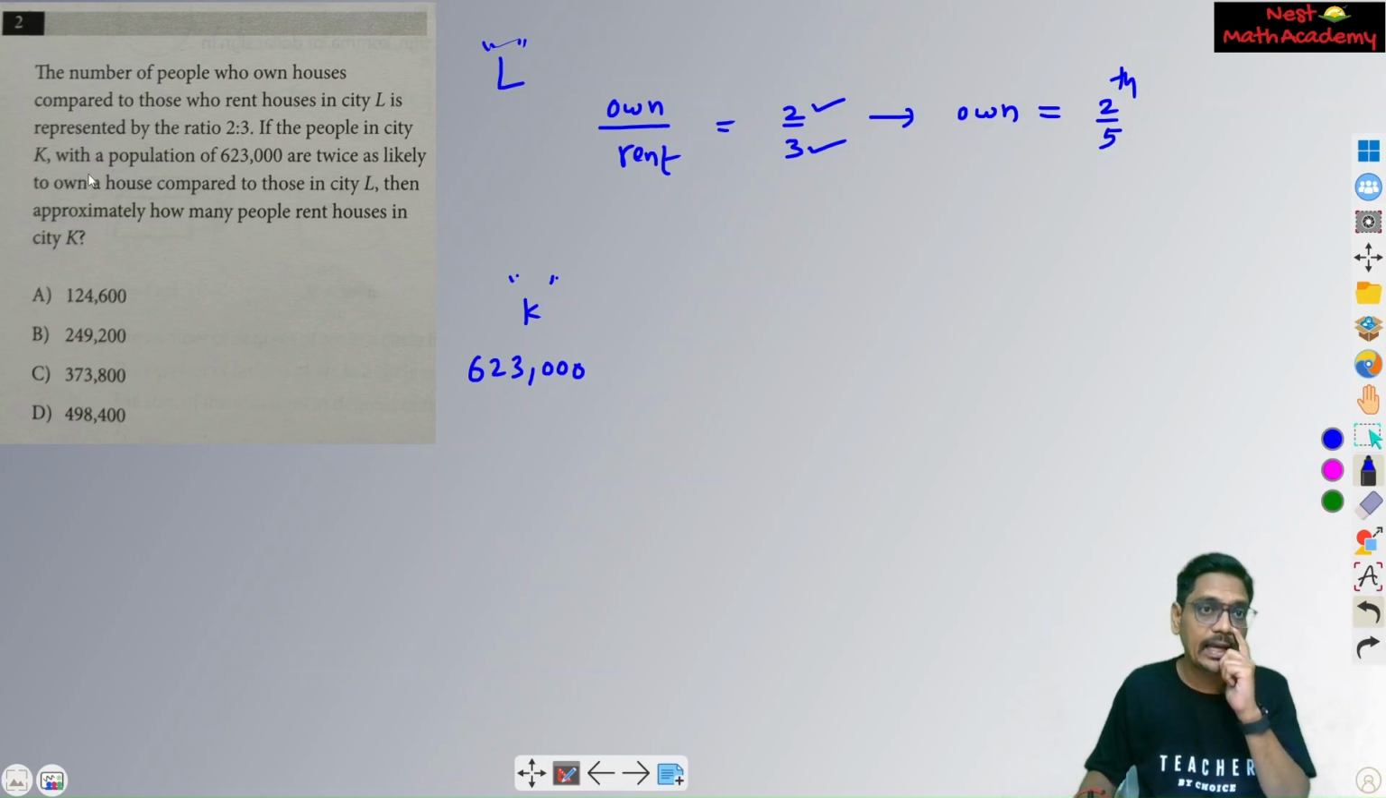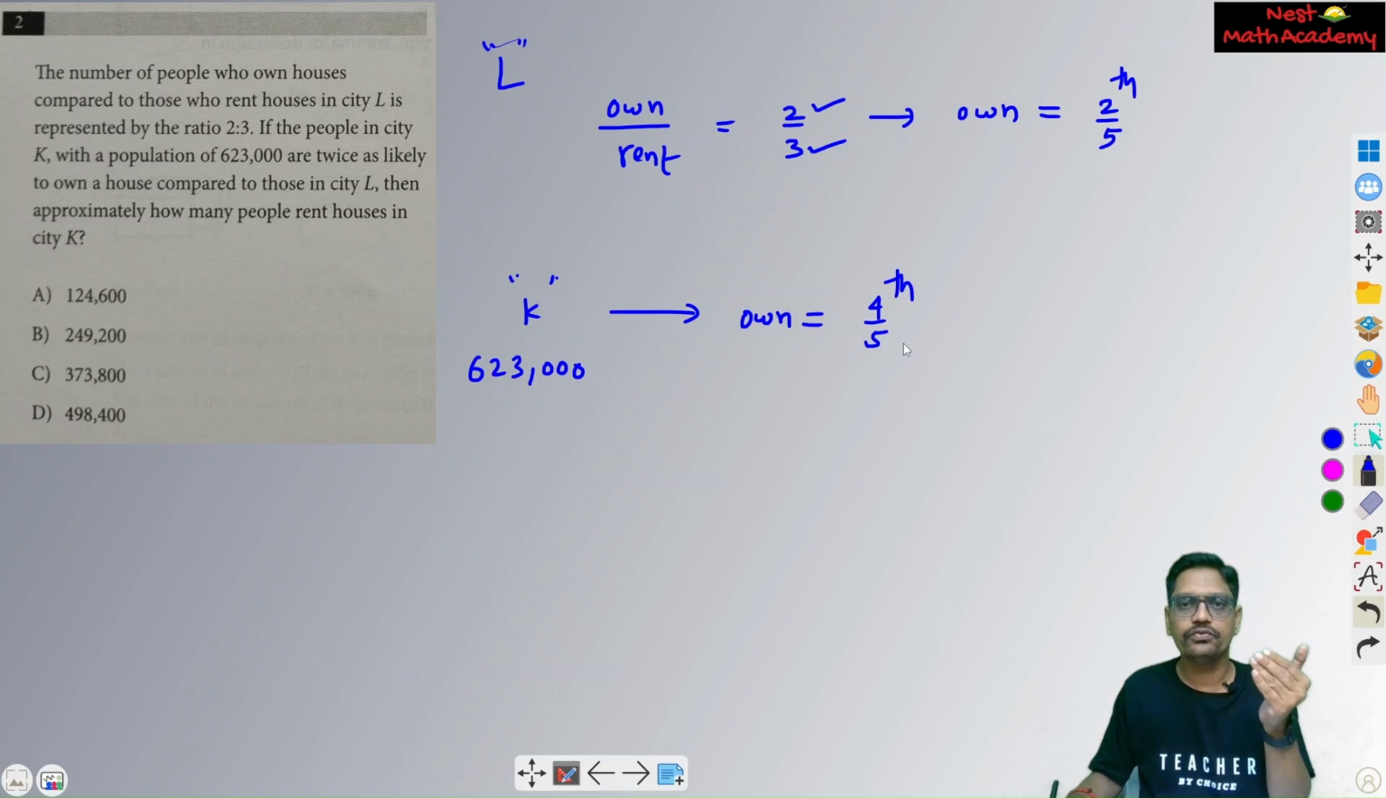Now they claim that in city K the people are twice as likely to own a house. So the people who own the house in city K are twice as likely, meaning 2/5 becomes 2 times that, 4/5. So in city K, 4/5 of the total population own houses.